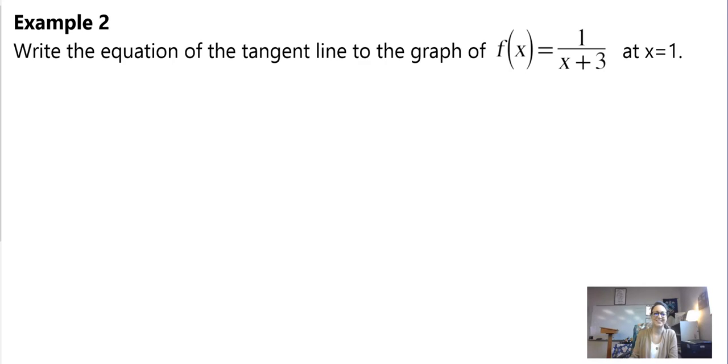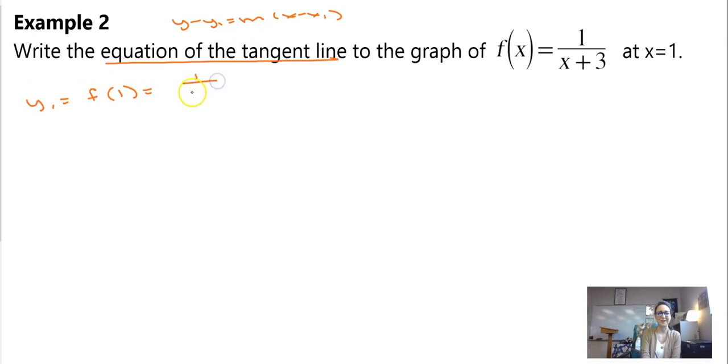First, pause on your screen. Can you go ahead and copy this function and the x value 1? All right, so we want to write the equation of the tangent line. Again, as soon as I see this phrase, equation of the tangent line, I'm going to think, okay, my final answer needs to be in point slope form. All right, they gave me x1, that's 1. How would I find y1? Well, y1 is going to be whatever f of 1 is, right? So that'll be 1 over 1 plus 3, so I'm getting 1/4 for y1, okay?